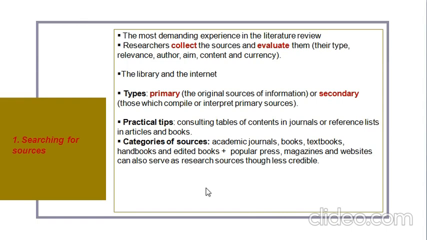A central question most of the time arises for new researchers who are dealing with topics from a fresh angle. It is, how can I find the sources? Or what is my starting point? A very practical way which helps in locating the needed materials is by consulting the tables of contents in journals or reference lists in articles and books. Or sometimes we refer to the reference itself.